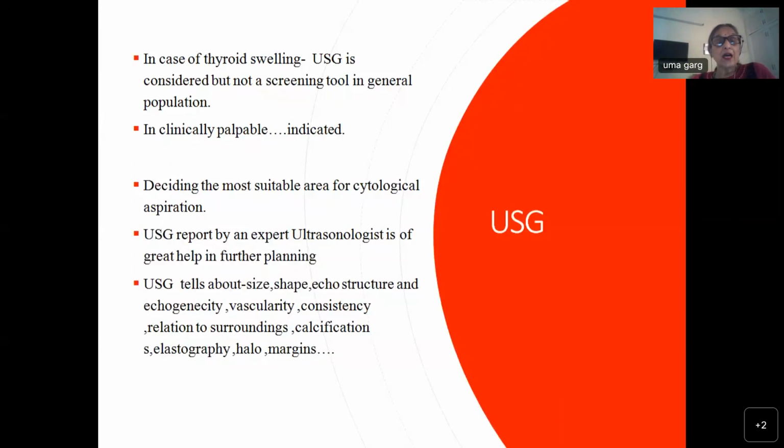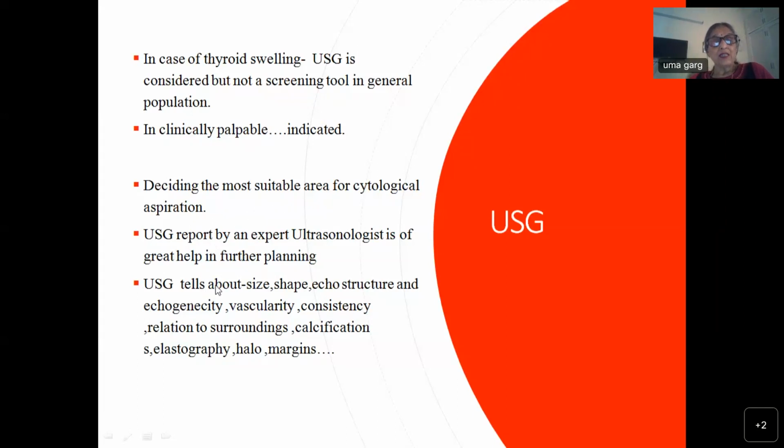It helps us to know many things about the thyroid swelling and also in deciding the most suitable area for cytological aspiration. Suppose it is a single nodule, then it is from the nodule. If there are multiple, then from the most dominant nodule. Many a time, if FNAC is done without ultrasound, just by palpation, it may not give good results. So it is best to do FNAC after doing ultrasound.